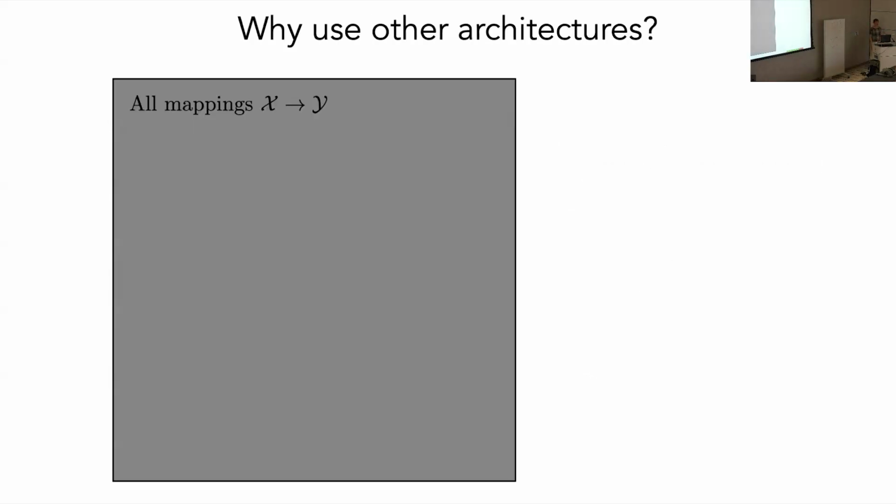So why do we use other architectures? What's the intuition behind using other architectures? You can imagine that this is all the possible mappings from X to Y, all the possible mappings from your inputs to the outputs you want. So this is maybe all the things you could represent with a multilayer perceptron. Just imagine this is a hypothetical space of all possible models. Now, the true solution, the true optimal that you're looking for, is this green dot. We want to learn that model.